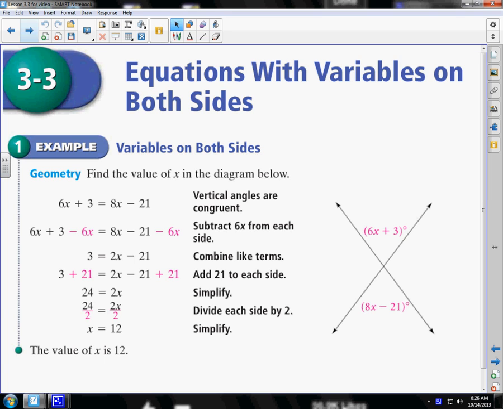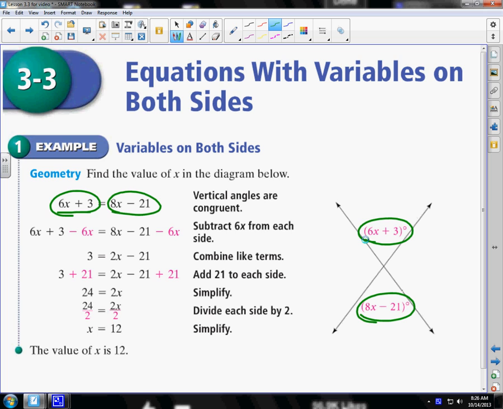I don't know if you remember this from last year when we had two angles and they gave you an equation or an expression on each side. To figure out how long each side is and what x equals, you have to set the two equations equal to each other. So they did 6x plus 3 equals 8x minus 21, and then they draw their line and they combine.